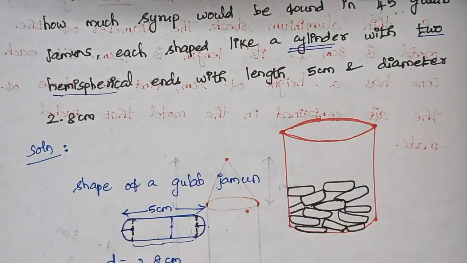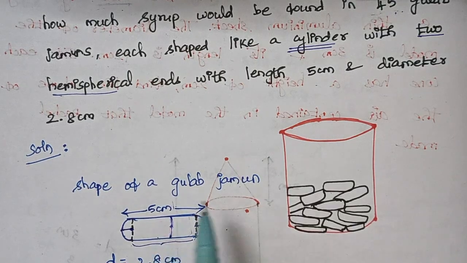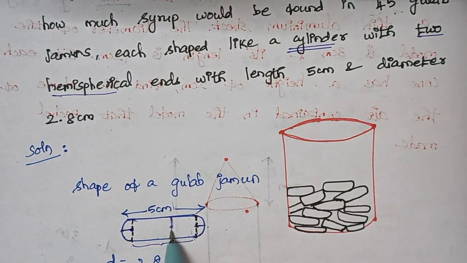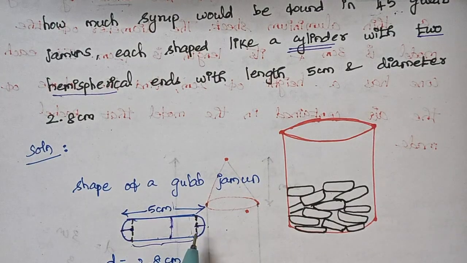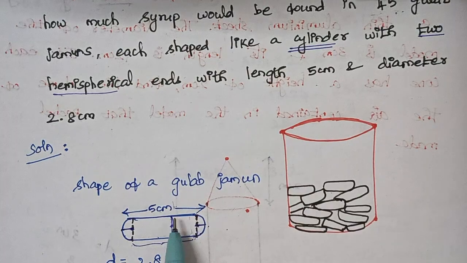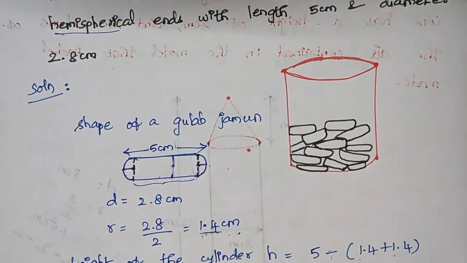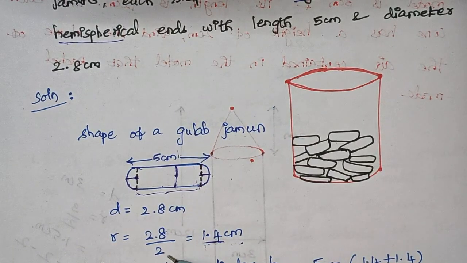While discussing the diameter, the diameter of the cylinder as well as the diameter of the hemisphere are the same, because this is similar to this. So first we are going to find the radius. The diameter is 2.8, which stands for the cylinder as well as for the hemisphere. The radius is the diameter divided by 2, so 2.8 by 2 is 1.4 centimeter.